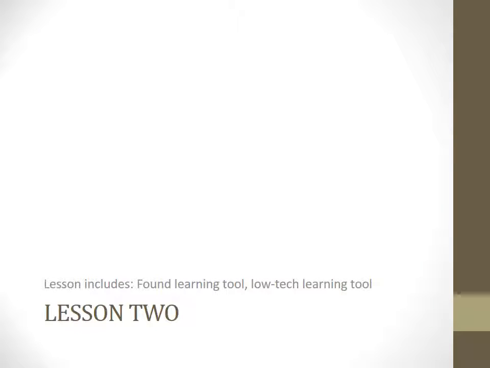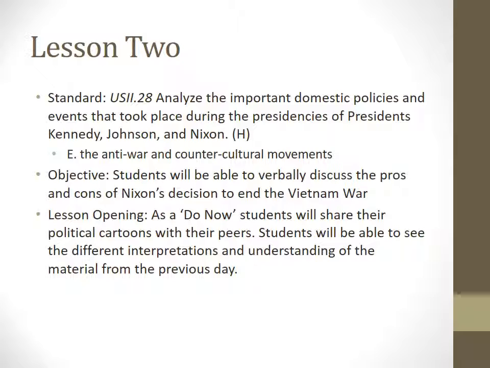Lesson 2 includes a found learning tool, a low-tech learning tool, and many other graphic organizers and skills. We are working on the anti-war and countercultural movements part of the standard. The objective is that students will be able to verbally discuss the pros and cons of Nixon's decision to end the Vietnam War. As a do now, students will share their political cartoon with their peers.